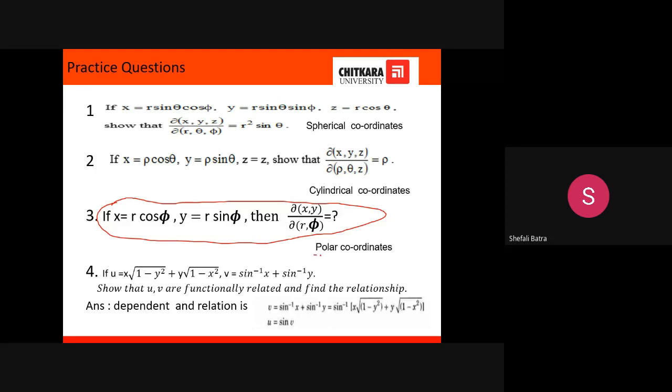So what is this? This is the case of polar coordinates. Cartesian coordinates are converted into polar coordinates. Then the value of the Jacobian would be r. So your answer will be r.